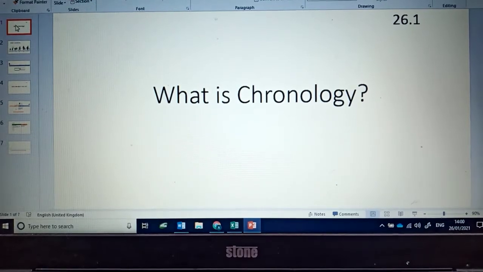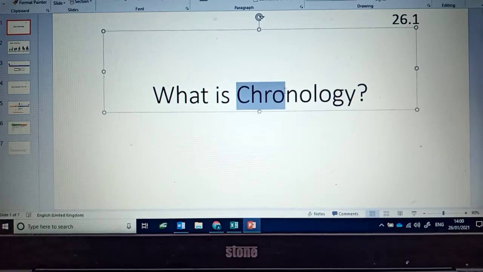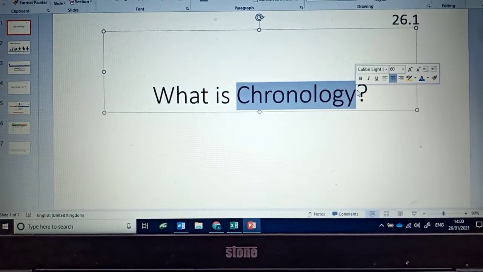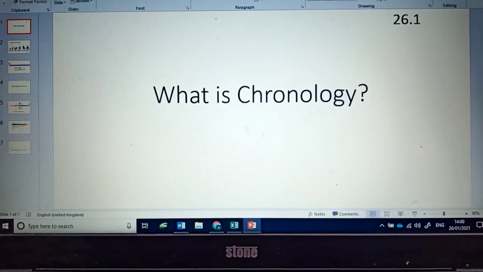Year 3 is Humanities, and we're looking again at chronology this week. Just to remind you that chronology is a really long word for something quite simple. Chronology means putting things in the right time order.